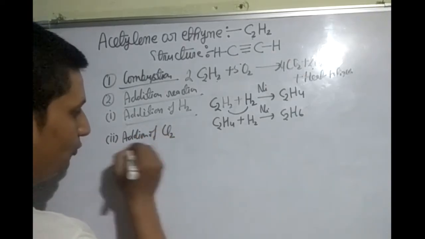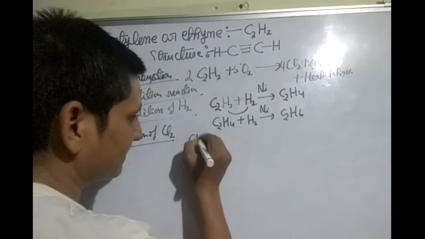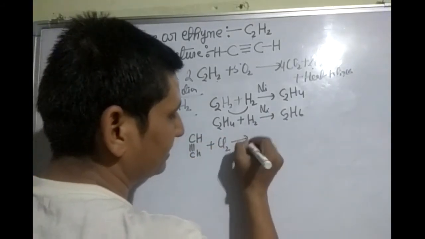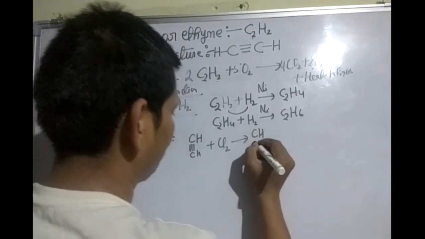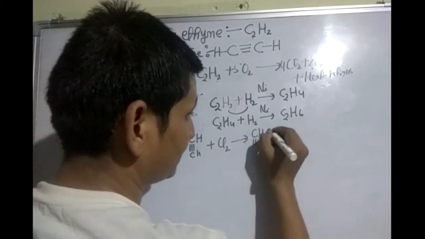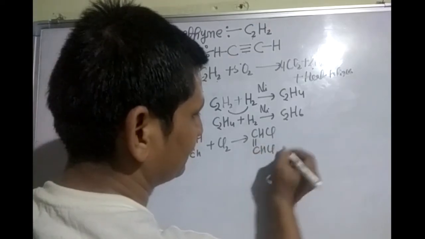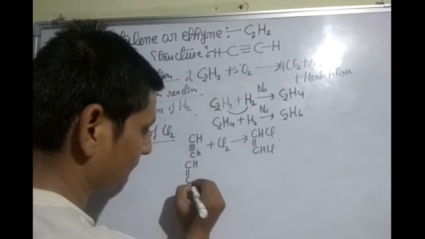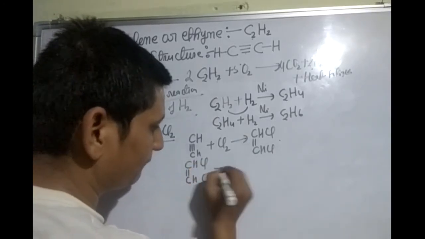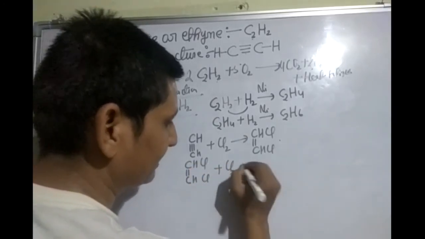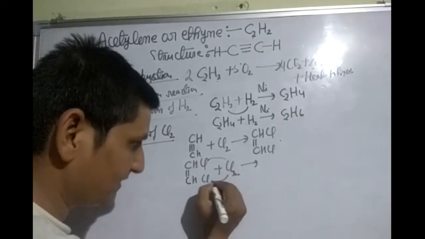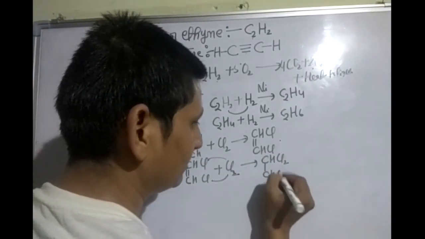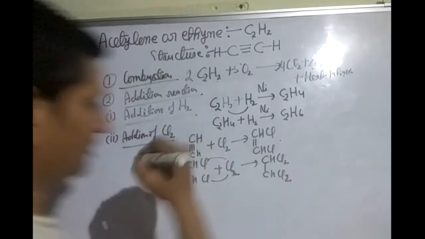Halogen, first we take chlorine. Look here, this is acetylene, and addition of chlorine to acetylene gives acetylene dichloride, CHCl double bond CHCl. Again, addition of chlorine to acetylene dichloride: one Cl attaches here, one Cl attaches here. We get CHCl2, CHCl2. This is acetylene tetrachloride.